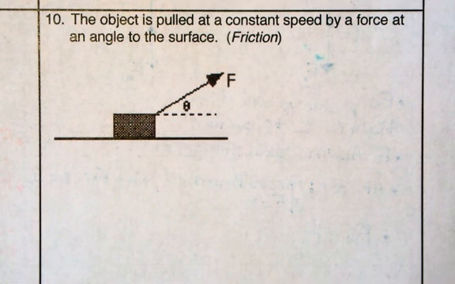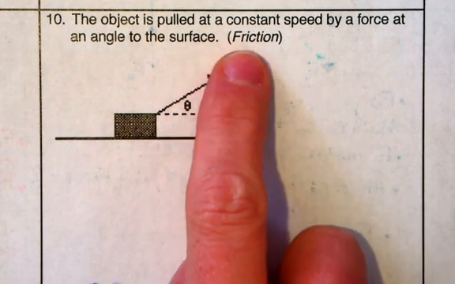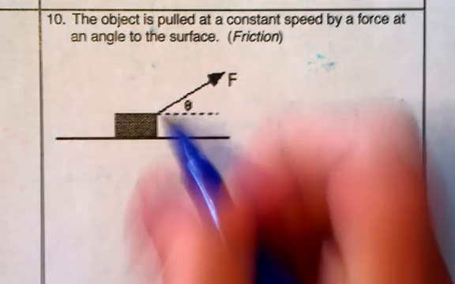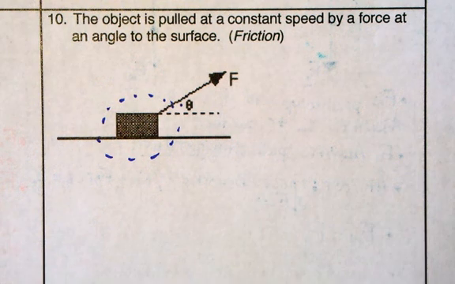An object is pulled at a constant speed by a force at an angle to the surface, and we have friction. How many forces are working on this object? Close. Not 3.5. 4 forces. All right, what are the 2 easy ones?